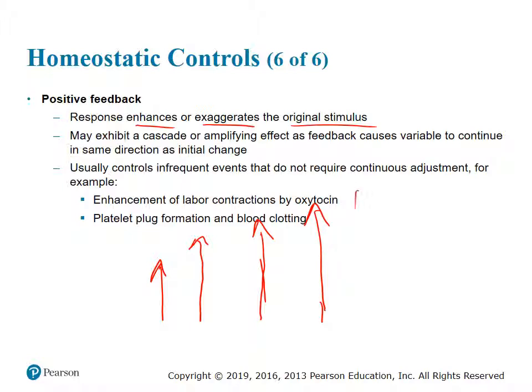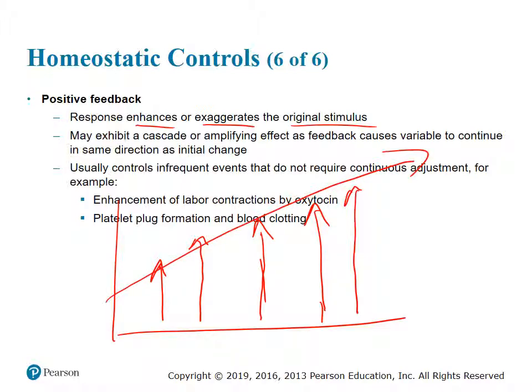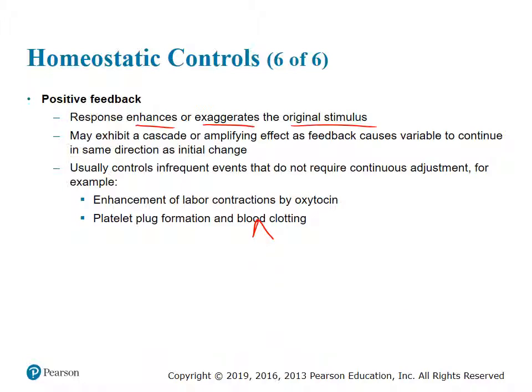If you'll notice, in my simple graph here, you'll see the trend moving up, right? You see that going higher and higher and higher, right? So it will cause it to go higher and higher and higher. This is not as common in the body as a negative feedback system, but you see a great example of that there, right? Labor contractions.